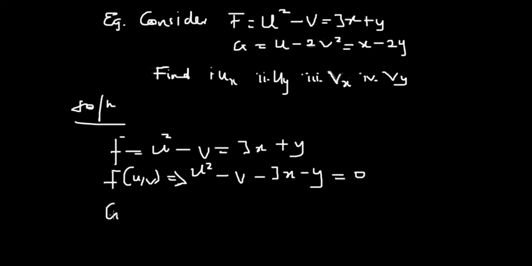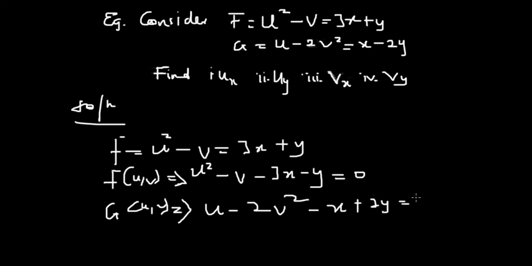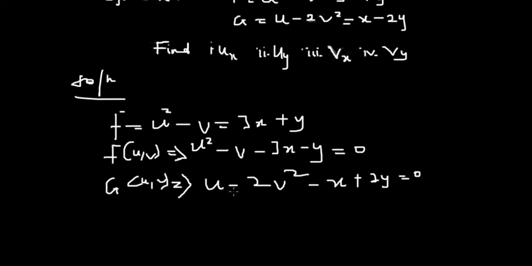And then let's do that for g. We have uv, then for g we have u, and then minus 2v squared, and then we have x and minus 2y. So let's bring that to the left hand side. We have minus x plus 2y equals 0.